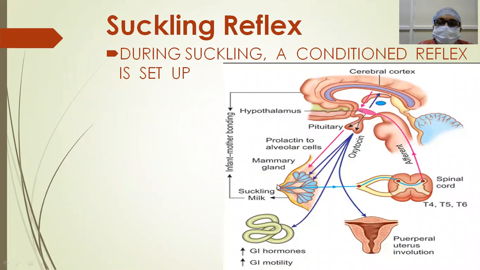So with the suckling, a conditioned reflex is set up, which goes to the hypothalamus, to the supraoptic and the paraventricular nuclei. It causes the release of oxytocin from the posterior pituitary and also prolactin from the anterior pituitary. Oxytocin also acts on the involution of the uterus and on GI hormones and GI motility, through T4, T5 and T6 via thoracic sensory nerves.